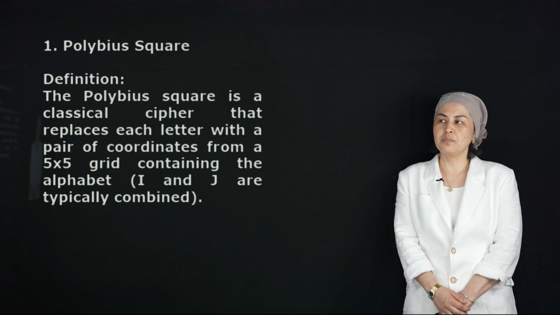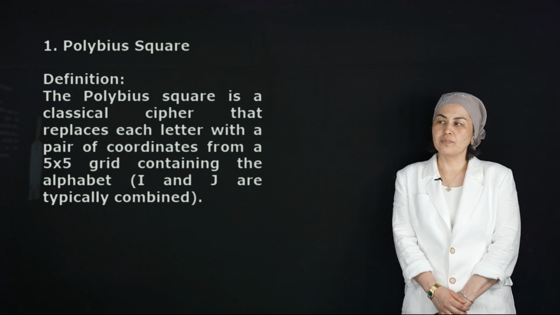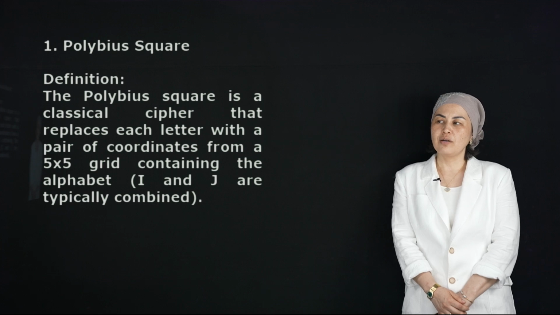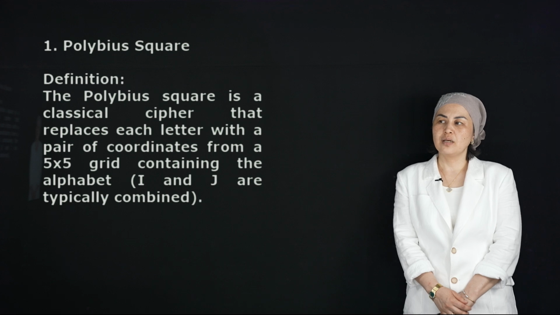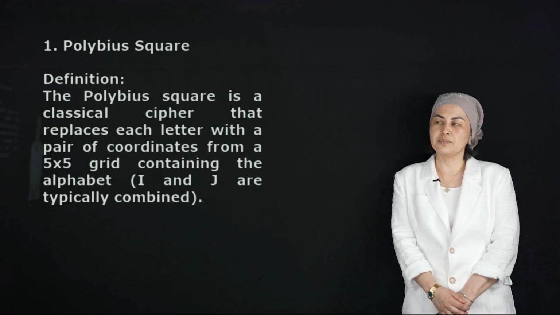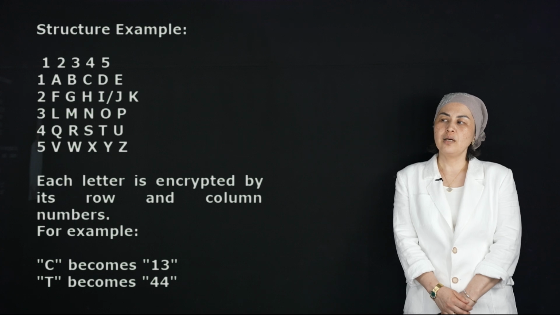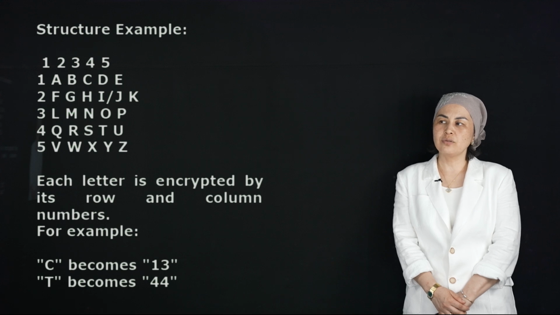First, the Polybius square. Definition: the Polybius square is a classical cipher that replaces each letter with a pair of coordinates from a 5 by 5 grid containing the alphabet. I and J are typically combined. Structure example: we have a table of 25 characters, and we have the alphabet in this table from A to Z. Each letter is encrypted by its row and column numbers. For example, C becomes 13 and T becomes 44.